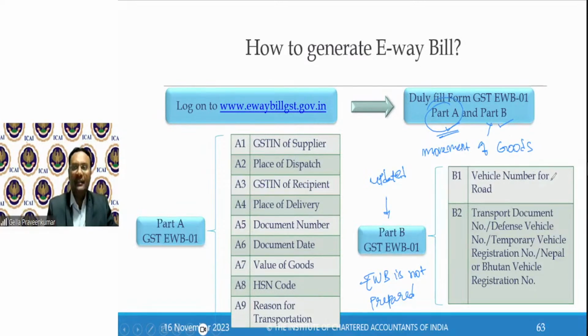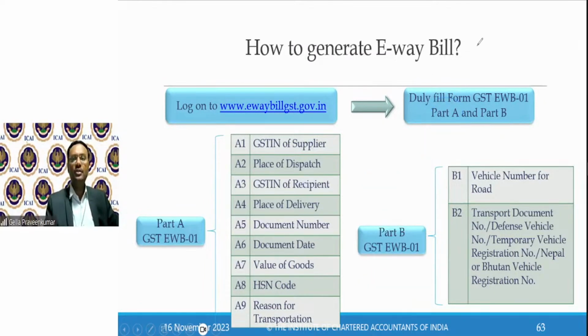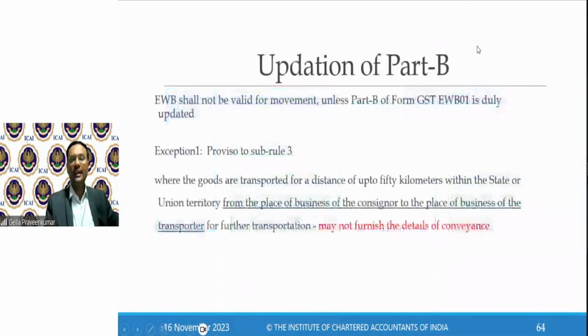In part B, I'll give the vehicle number for road. I'll give the transporter document number. Transport document number is your unique number generated on the GST portal. In case of defense vehicle, the vehicle number, transport registration number. In case of goods by road, Nepal and Bhutan, I'll give the registration number of the Nepal or Bhutan vehicle. These are the basic details I have to furnish in relation to movement of goods by road, where part A and part B have to be prepared.